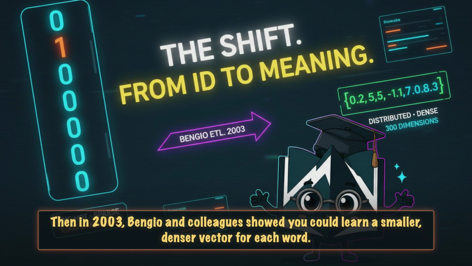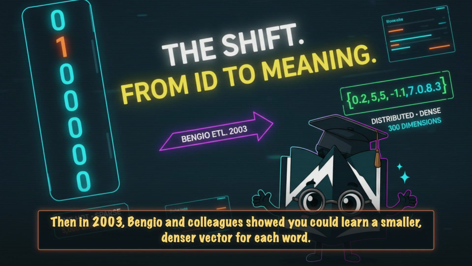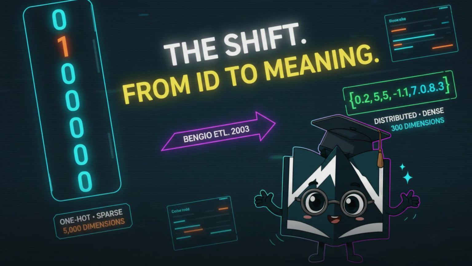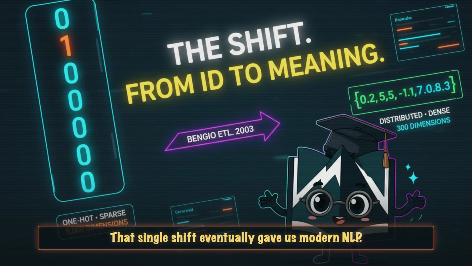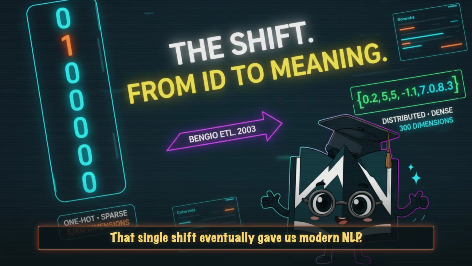Then in 2003, Bengio and colleagues showed you could learn a smaller, denser vector for each word. The distances between vectors could carry meaning. That single shift eventually gave us modern NLP.